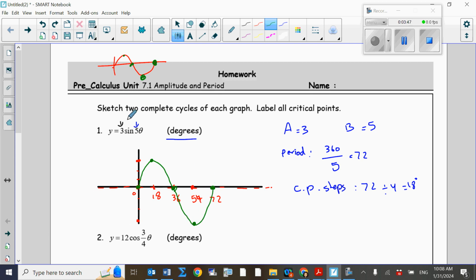Since it's asking us to graph 2 cycles, I can continue. 72 plus 18, that's 90, plus another 18 is 108, plus another 18, 126, and the last one, 144. So I can graph one more cycle. Again, we have a midpoint, then high point, midpoint, low, mid. So this is the second cycle.